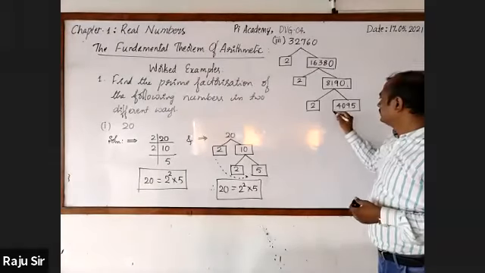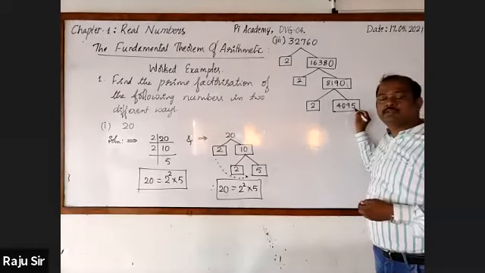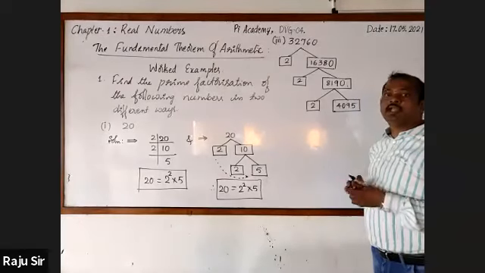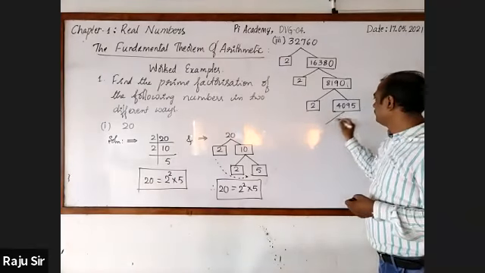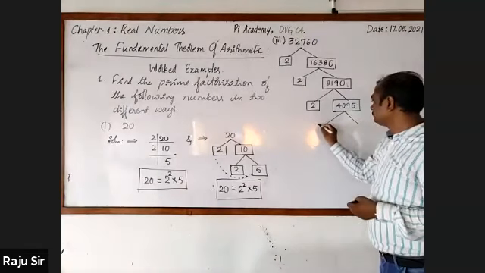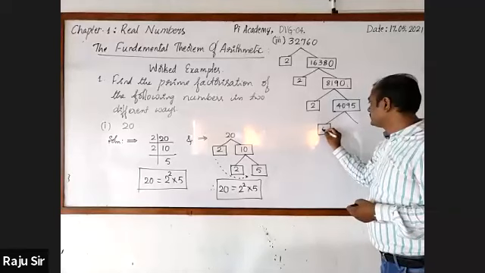Next, observe this number ends with 5. Therefore, it can be divided by 5. Make a branch. This is 5.